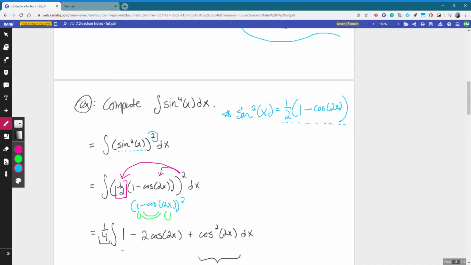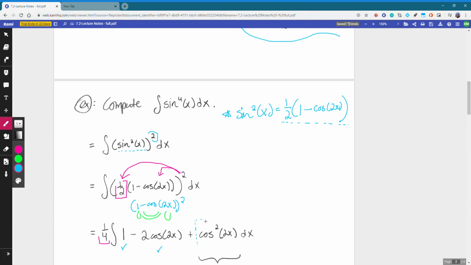And in terms of integration, we're all set to integrate the term 1. This term in the middle, I claim we can actually integrate just because the power here on the cosine is 1. We can figure out the antiderivative there. But over here on the right, the power is 2, right? So we do not yet know what the antiderivative for this term is going to be.